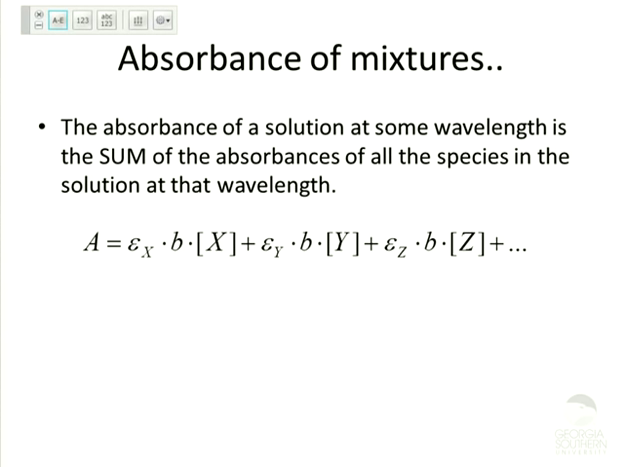Okay, so absorbance of mixtures. Another thing we'll mention.